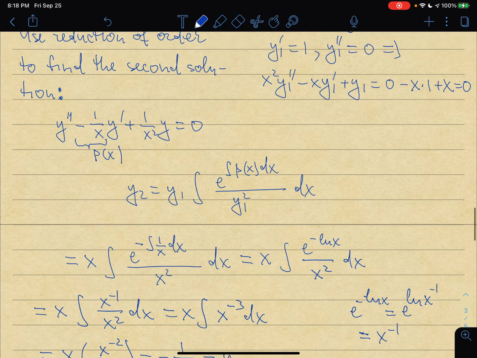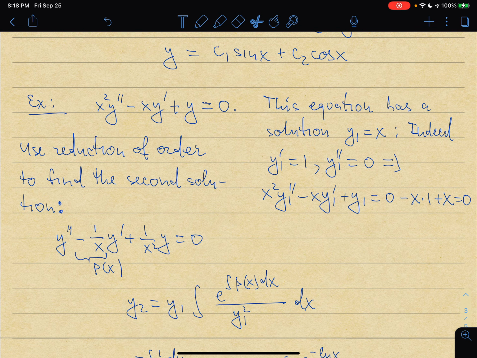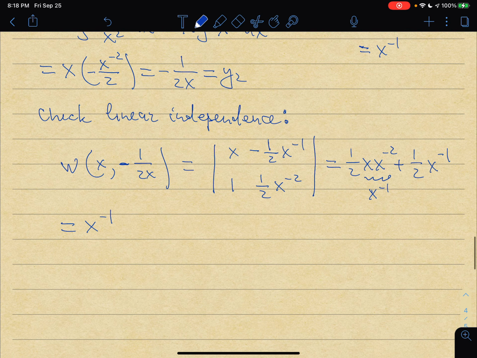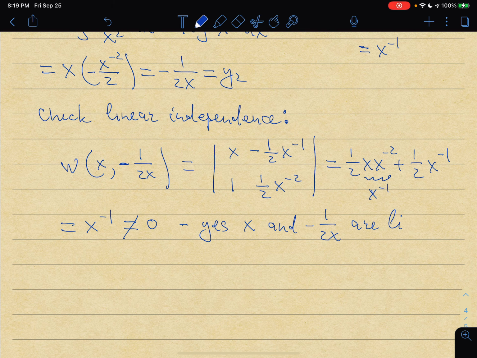And we're going to assume here, I'm going to assume that x is always positive. And if x is always positive, then this is never equal to 0. So yes, x and minus 1 over 2x, these are linearly independent. And because this is a second order equation, I got two linearly independent solutions.